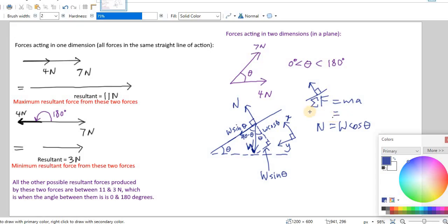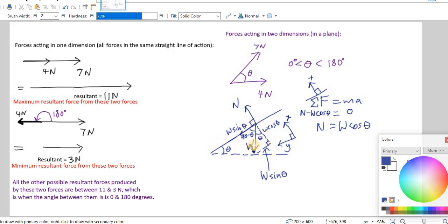Now here what do we have? We are taking this perpendicular to the surface direction as positive. There is no acceleration, no movement in this direction. Then it will be n minus W cosine theta. That's how I get this. So this force is equal to the component of the weight this way.